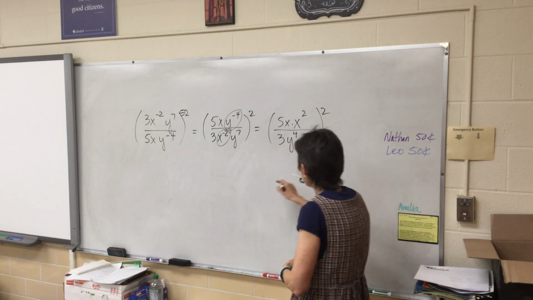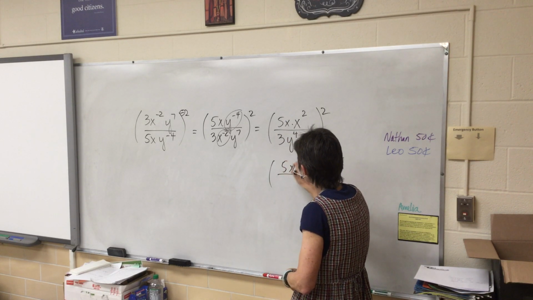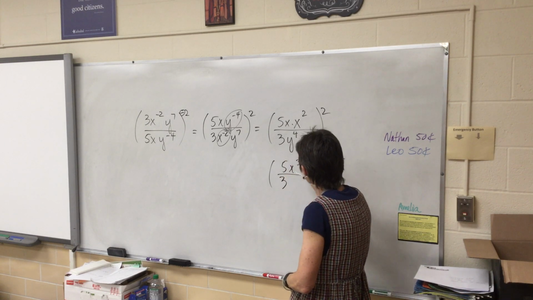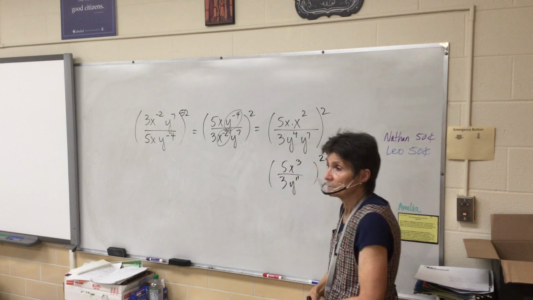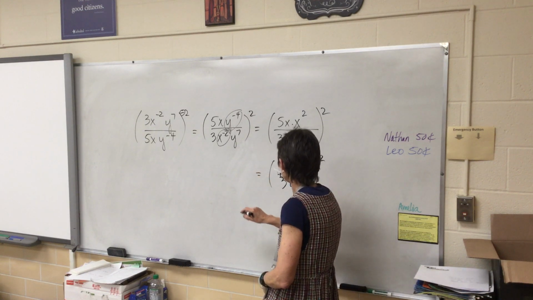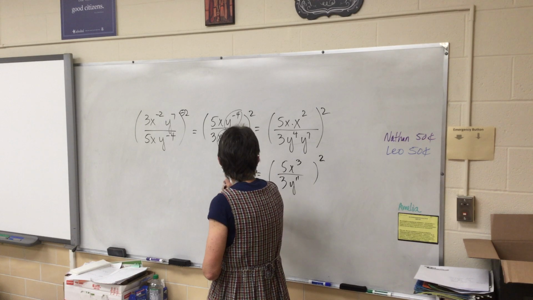Simplify. So inside the parentheses, I have an x times an x squared. Won't that be x cubed? And then on the bottom, I have a y 4th times y to the 7th. That'll be y to the 11th. And now what? Square everything, including the 5 and the 3.